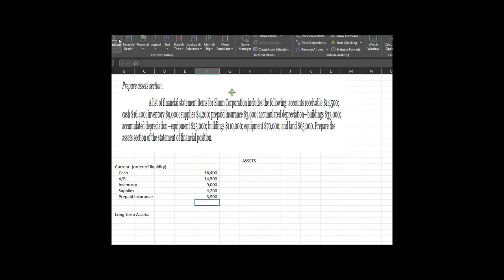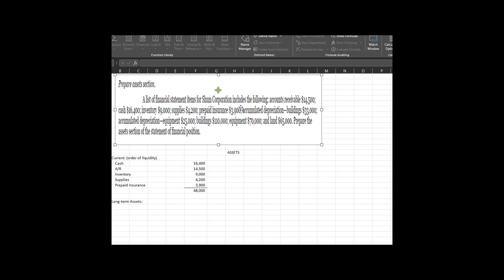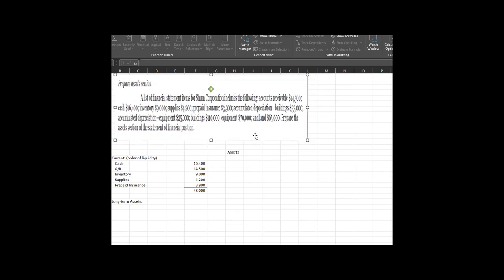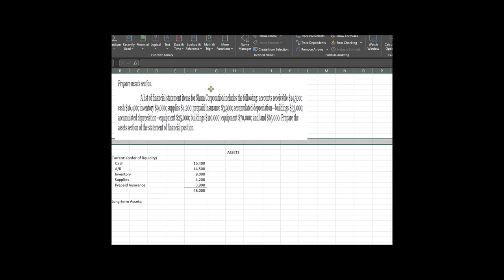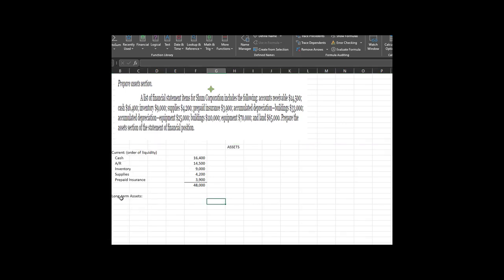All right, I'm gonna add all this up, my fancy little formula here on my auto calculator. Cool, $48,000. Long-term assets. Okay, will I have enough room? Maybe make this a little smaller, just a little bit. Okay, so now, what was my order here? Ah, yes, permanency.